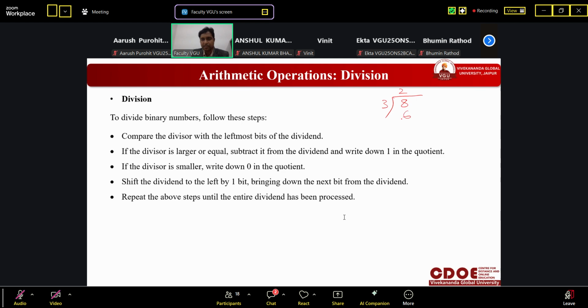3 twos are 6. We will subtract it and we will have 2. This 2 cannot be divided by 3, so this is the last. So this is the quotient and this is the remainder.